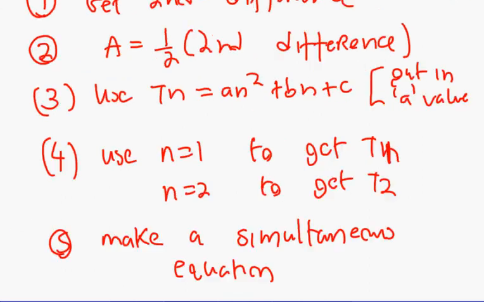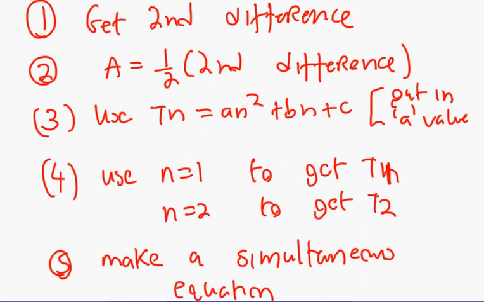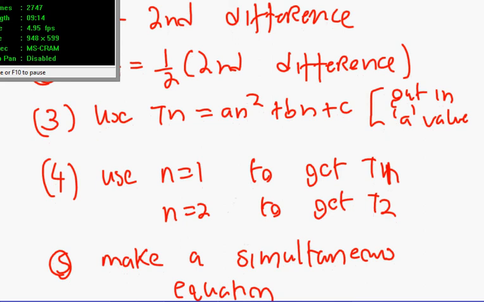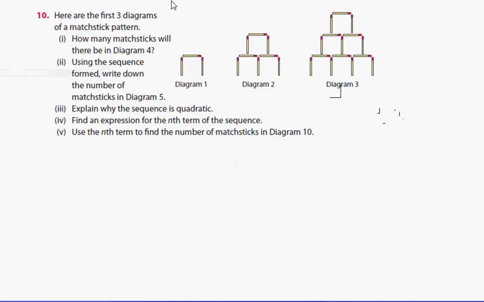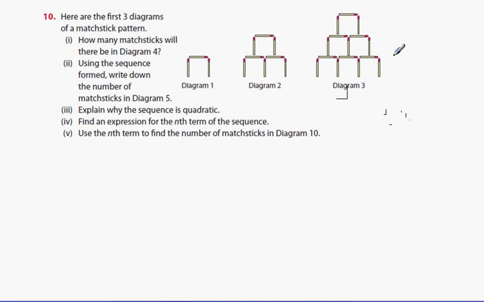Okay, guys. How many matchsticks will there be in diagram 4? In diagram 4, there should be 4 on the bottom, 3 up here, and 2 more up there.